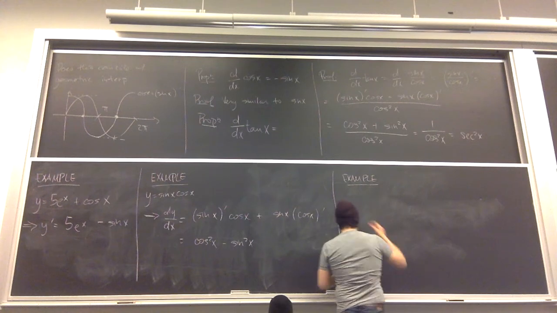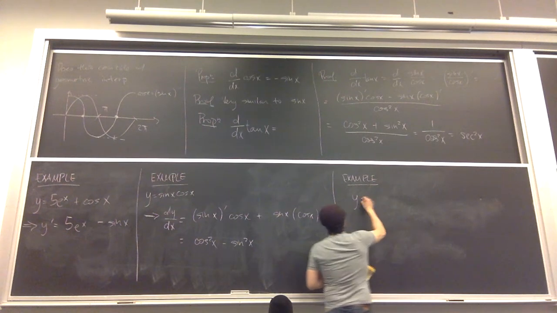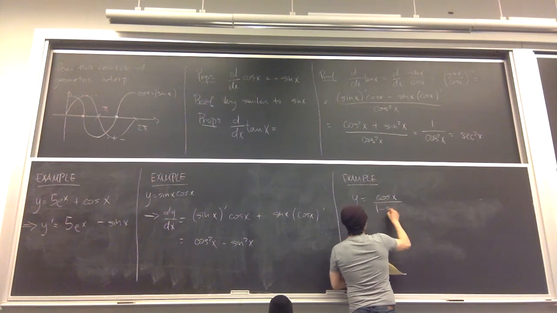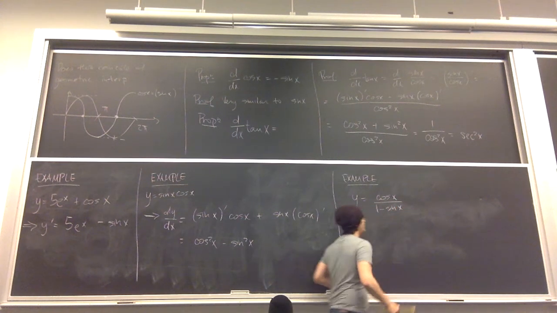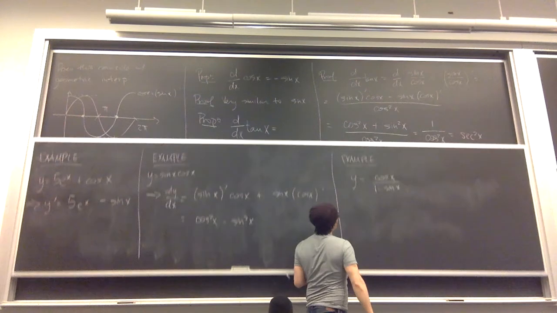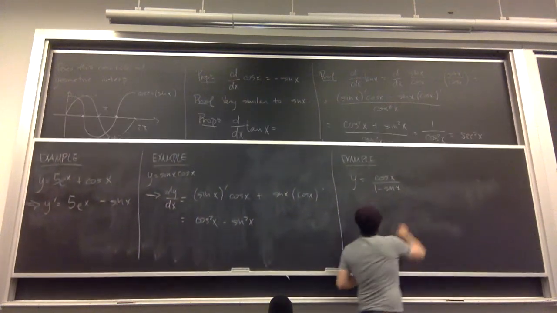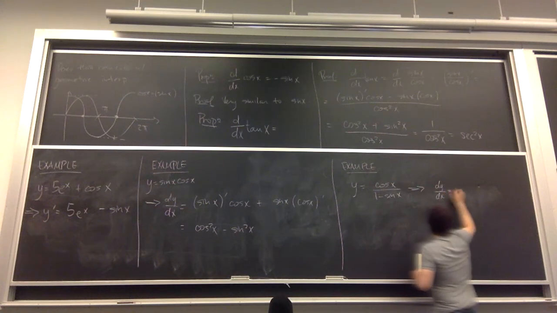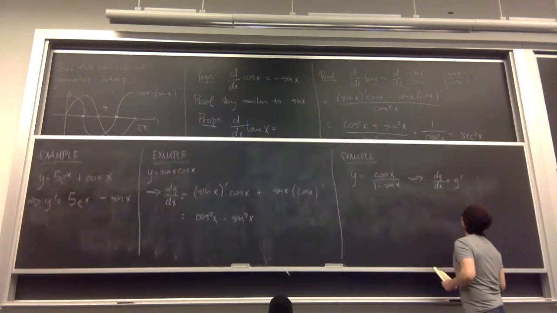Next one. Let us give this one a try. y is equal to cos of x over 1 minus sine of x. You have till I wipe out my board. All right, obviously I want this, which is equal to this. So get used to both.